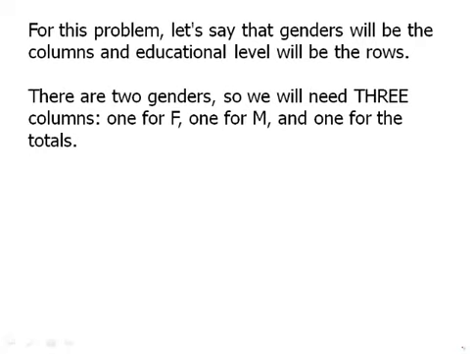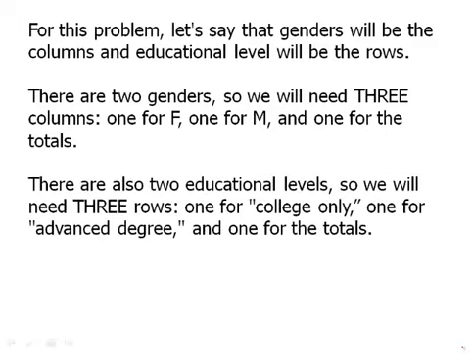So here's the tricky part. There are two genders, so we will need three columns, one for female, one for male, and one for the totals, male plus females. There are also two education levels, so we will need three rows, one for college only, one for advanced degree only, and one for the totals.